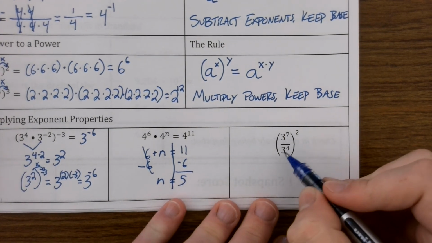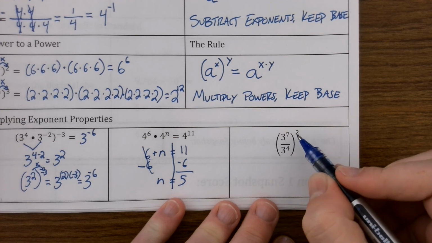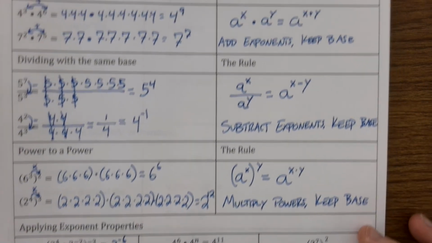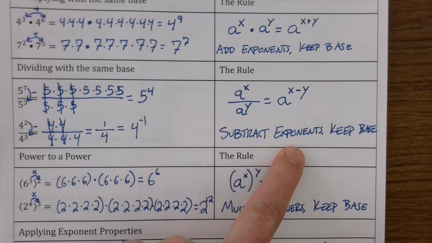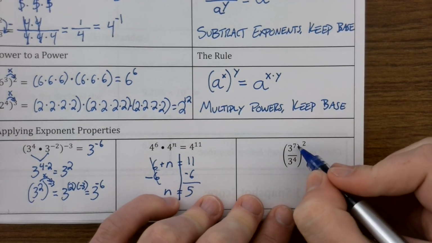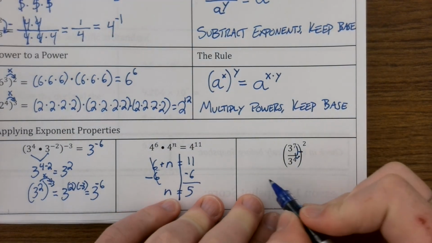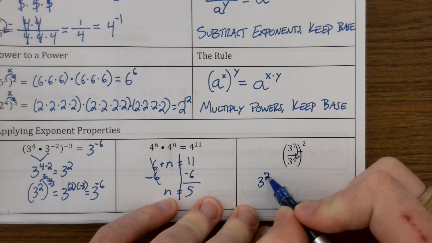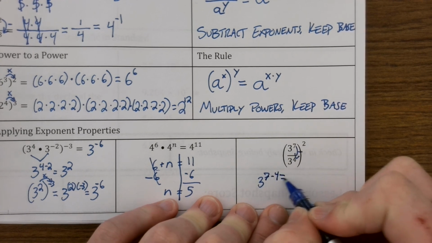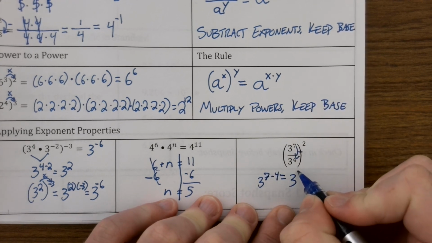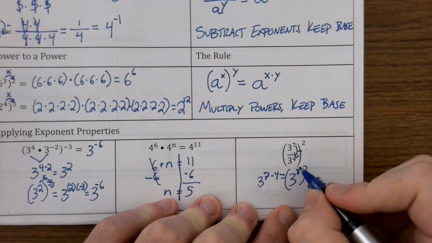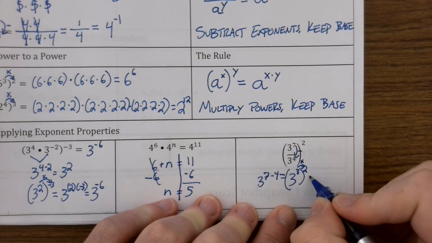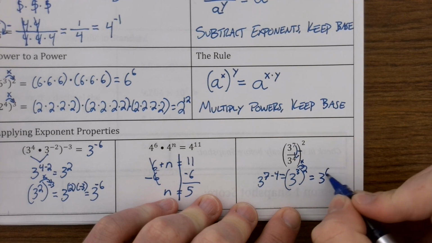3 to the 7th divided by 3 to the 4th, raised to the 2nd power. We're going to start inside the parentheses. When we are dividing with the same base, we subtract our exponents. So we're going to do 7 minus 4. 7 minus 4 is 3, so 3 to the 3rd power. And we are raising that to the 2nd power. When we raise a power to a power, we multiply. So we're going to multiply 3 times 2, which gives us 3 to the 6th power.